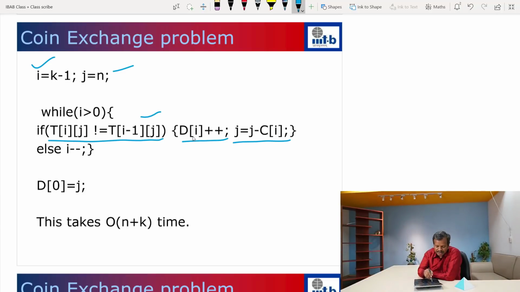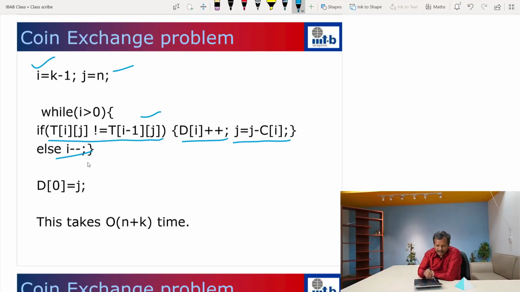And if this condition is not true, that means that T of i comma j is equal to T of i minus 1 comma j. In that case, I know that I have not used the ith coin. The conclusion is that I have to pay for j using the i minus 1 coins. In that case, I decrement the value of i.